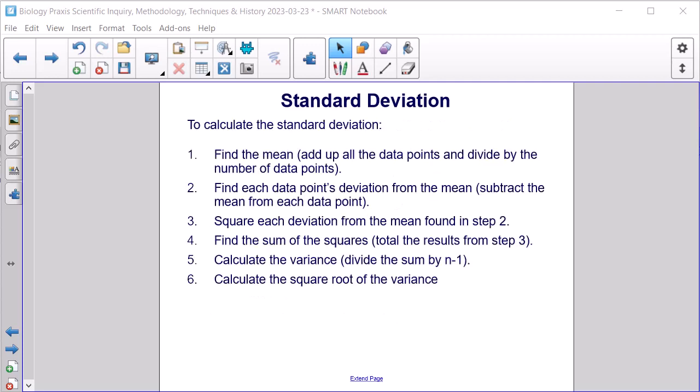To calculate the standard deviation, find the mean by adding up all the data points and dividing by the number of data points. Find each data point's deviation from the mean. Subtract the mean from each data point. Square each deviation from the mean that you find in step 2. Then add all those squares and calculate the variance, or divide that sum by n minus 1. That's the variance. And then calculate the square root of the variance.